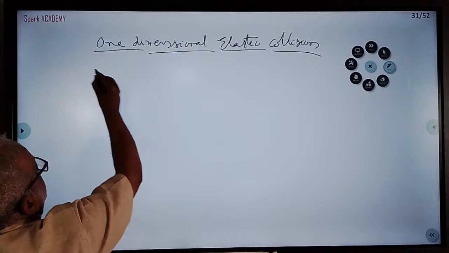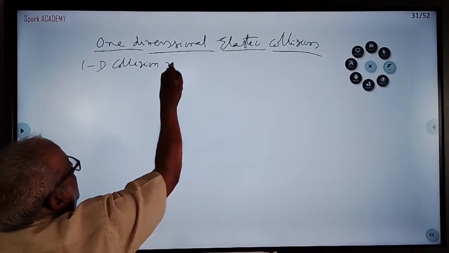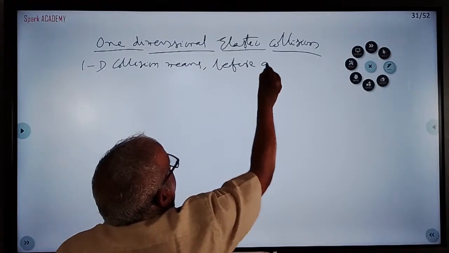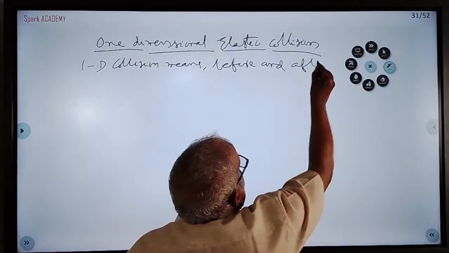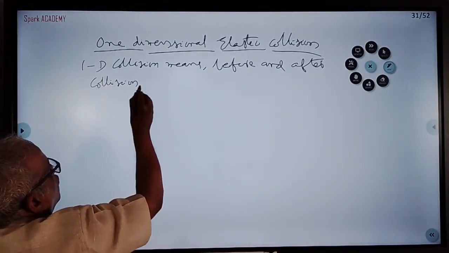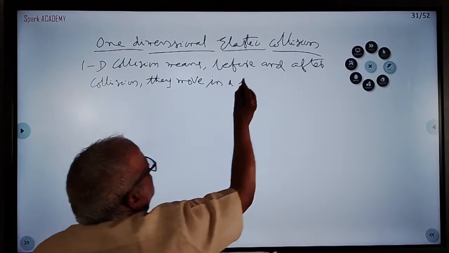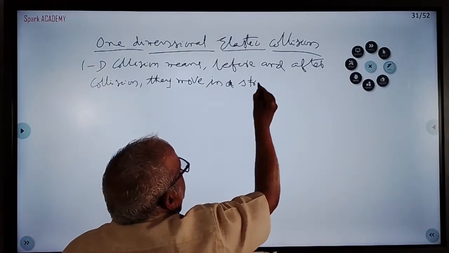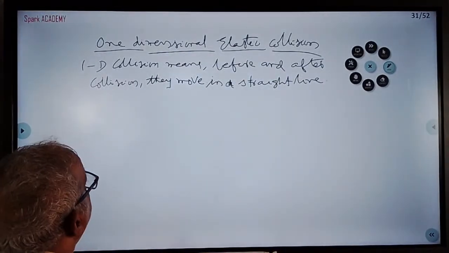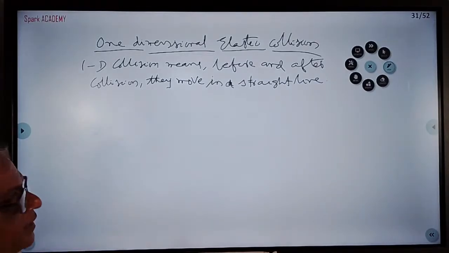One-dimensional elastic collision, 1D collision, means before and after collision they move in a straight line. Before and after collision, bodies move in a straight line. That is called one-dimensional elastic collision.